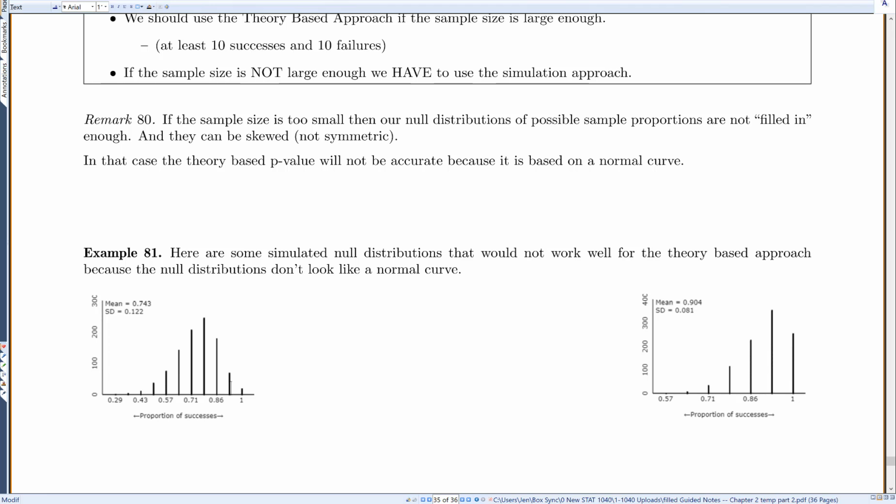So here's one where our sample size was just too small. It's not very filled in. Here's another one. Our sample size is too small. It's not filled in, and it's not symmetric. Here we're almost symmetric, but not quite. Here we're definitely skewed, like a little skewed. And this one is very skewed. And neither are filled in.